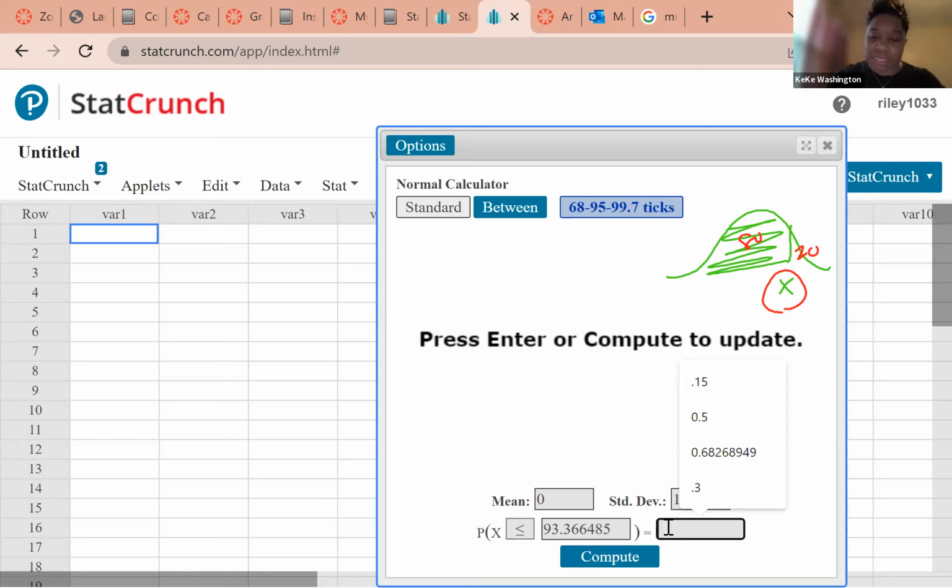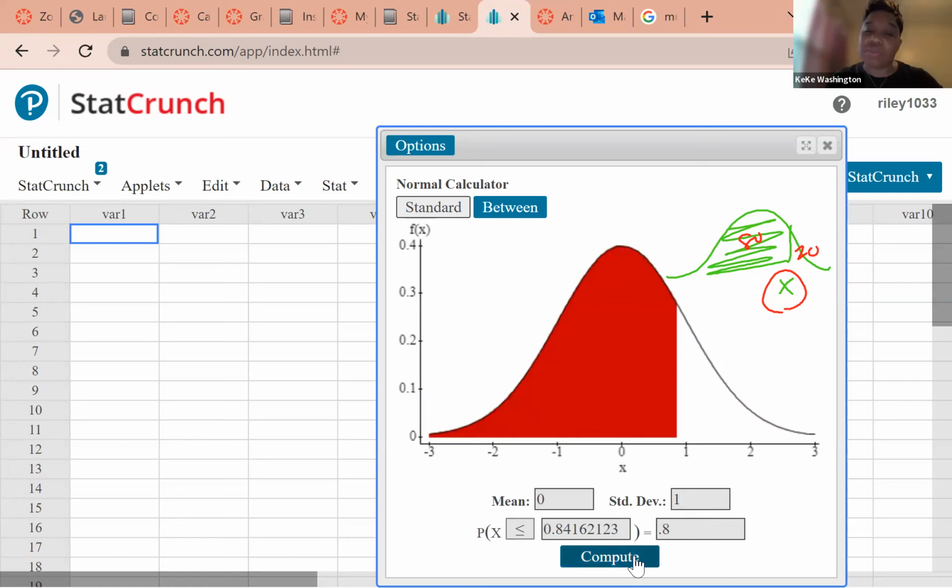So I'm going to plug in 80% or 0.8. And then if I compute, it now gives me a z-score. Okay, once again, like I told you earlier, that X is not going to change to a Z. We know it's a Z because we're in standard normal, where mu is 0, sigma is 1. So I know that this value is a z-score, okay, of 0.84.